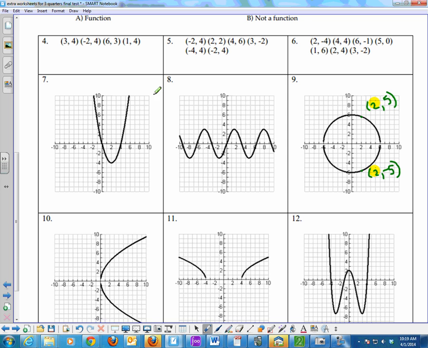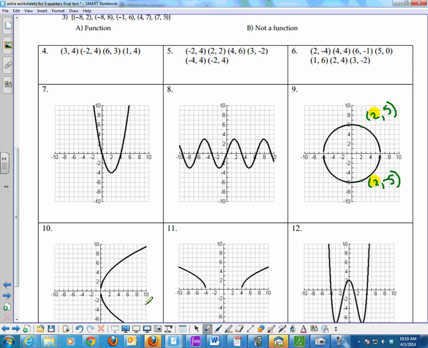Okay, and just to be clear, a repeated y value is okay. So for instance, if we look at this one, this point is at 0, 0, and this point is at 4, 0. The repeated y value of 0 is okay. This is still a function.